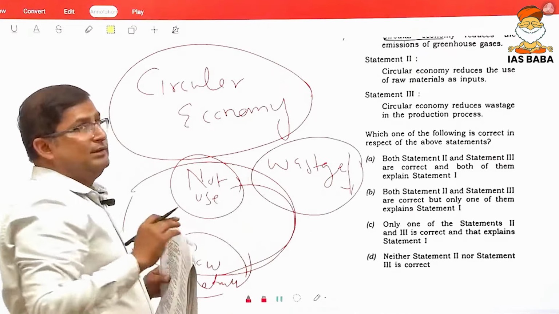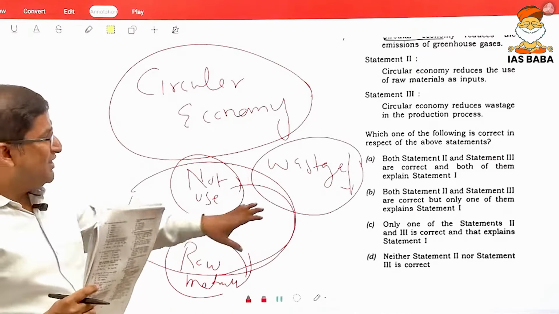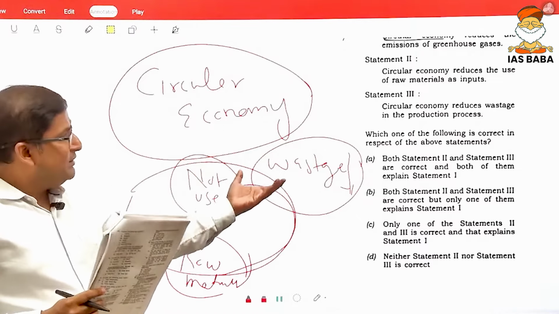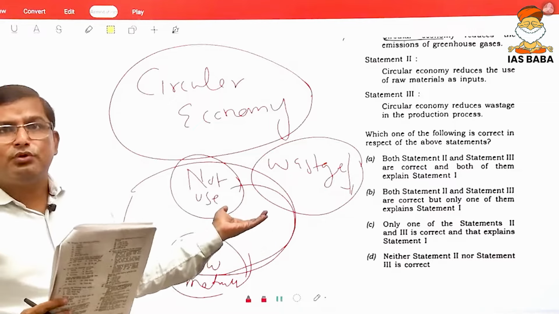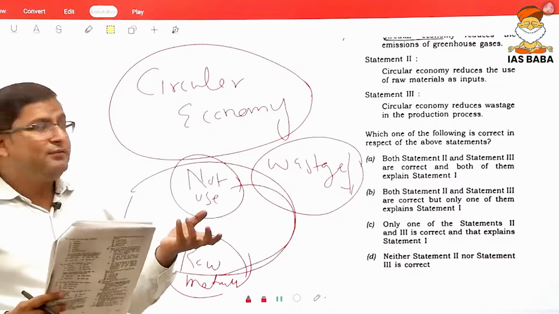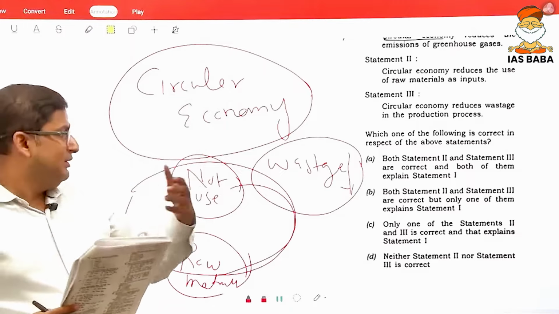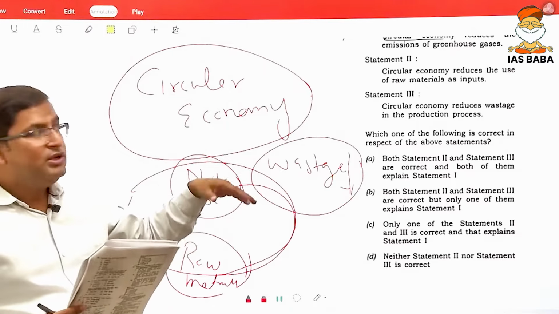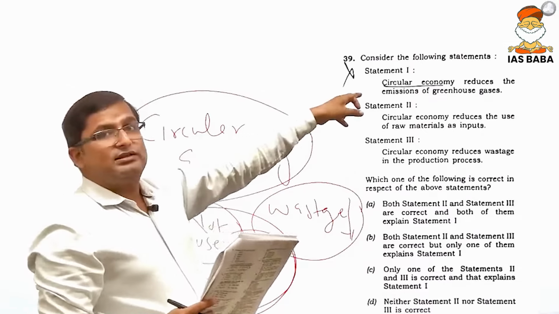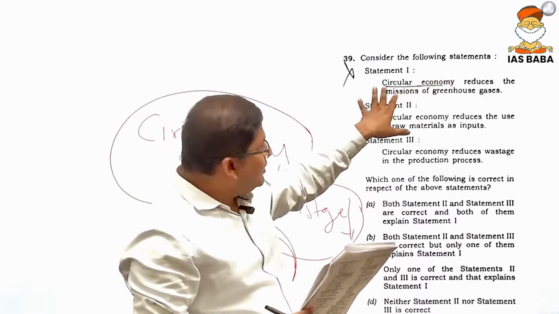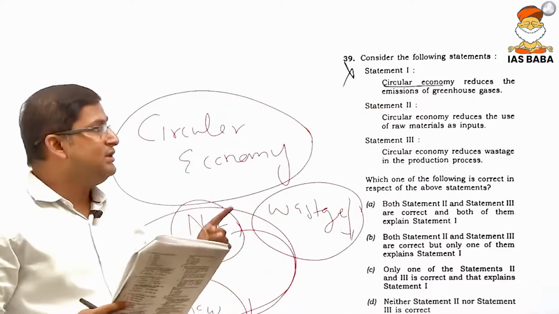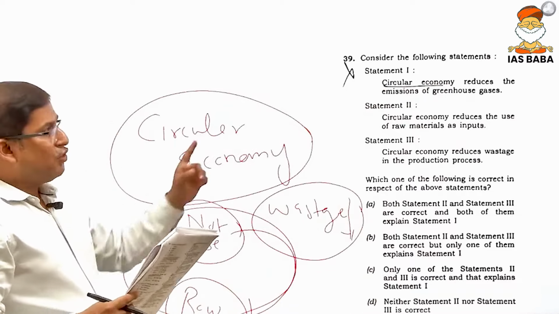So consider, according to this concept, wastage will be less in the circular economy, and less raw material will be needed to produce new products in the economy. So when less raw material is needed to produce new products, wastage will be less in the economy. So this will reduce the greenhouse gases in the economy. So circular economy reduces the emission of greenhouse gases in the economy. Statement 1 is correct. Now come to statement 2.